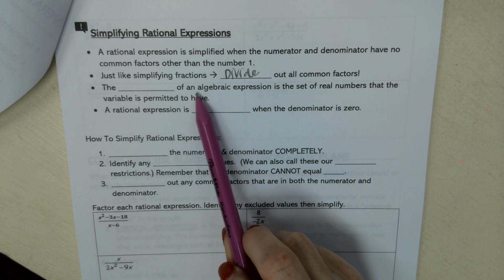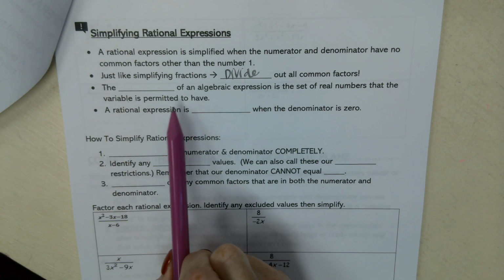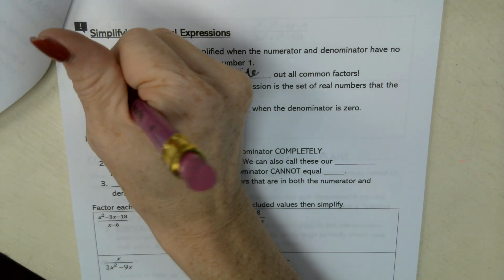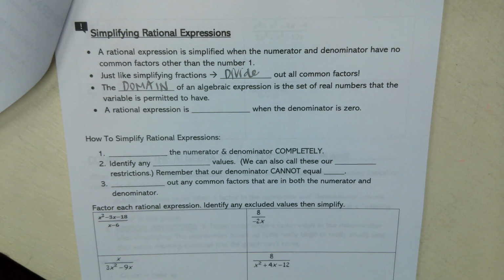The blank of an algebraic expression is the set of real numbers that the variable is permitted to have. So in other words, my variable is typically x, right? So what is x allowed to be? What represents my x values on a graph? How about the domain? So we have domain and range. Domain is my x values and range is my y values.